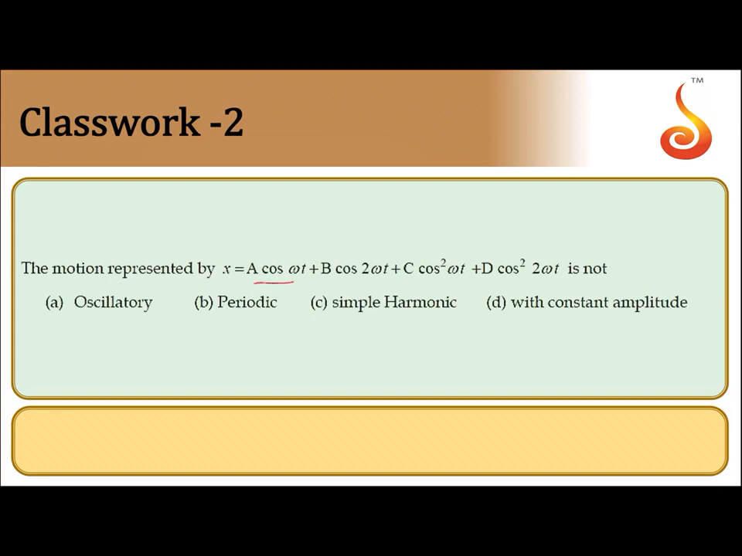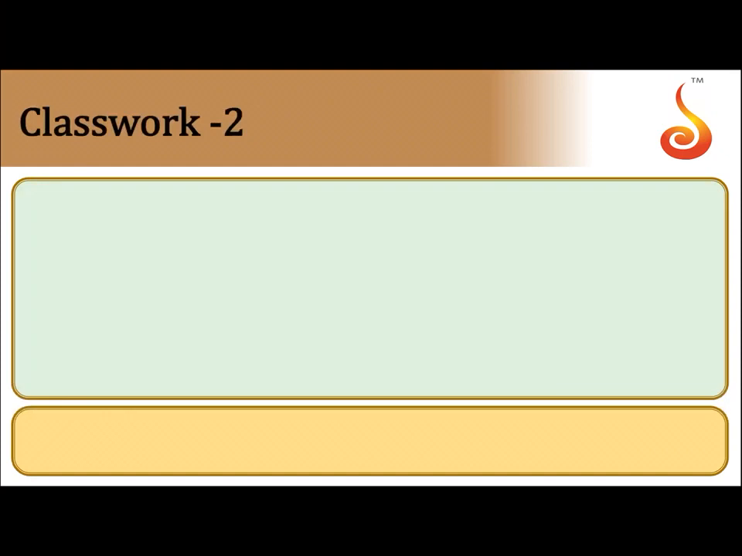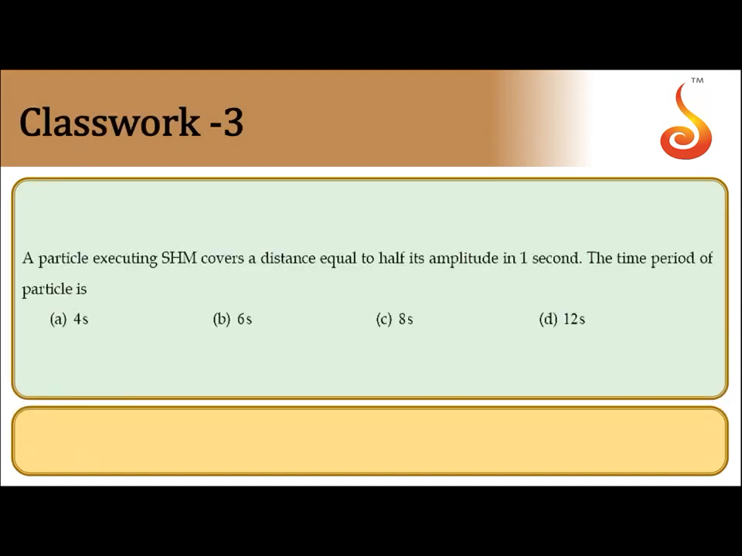It should be a periodic function. So that's why it should be option B. It's a periodic function, so this should not be there. So it is periodic function but not simple harmonic motion. That is option B. Yes, we shall proceed to the next one.